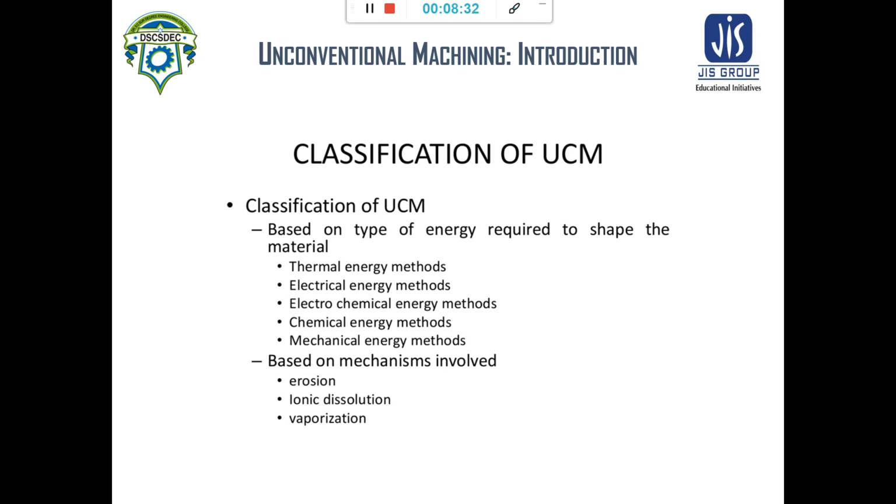And the mechanical energy method, where mechanical energy, or mainly vibration energy, is used to remove the material. An example of this mechanical energy method is the ultrasonic machining process. So these are our basic types of classification according to the energy required to shape the material.